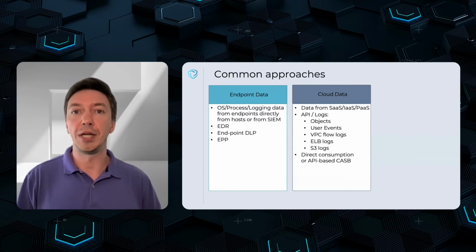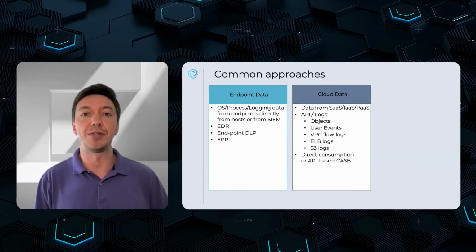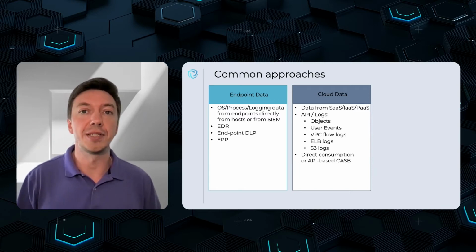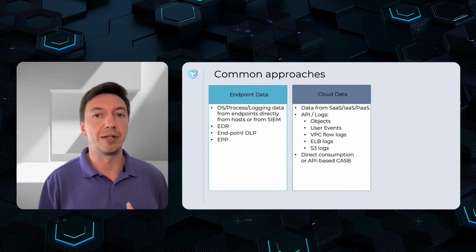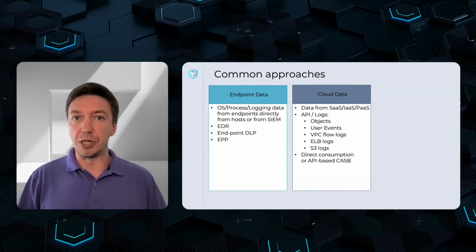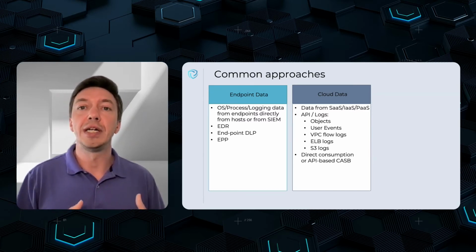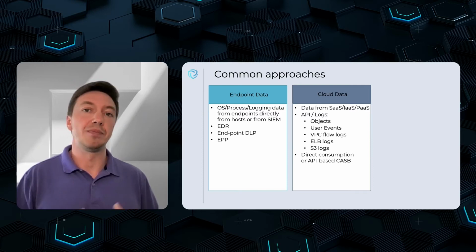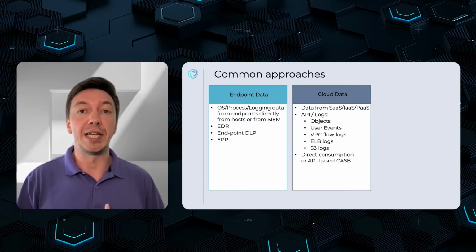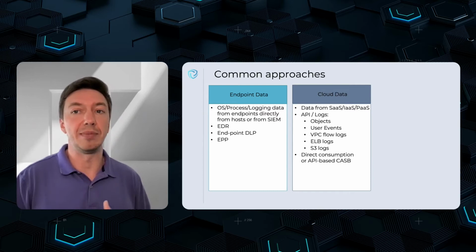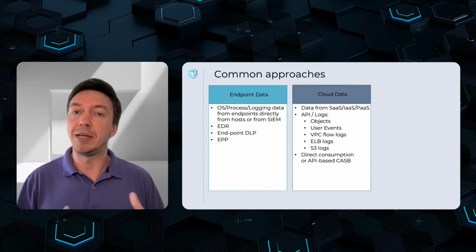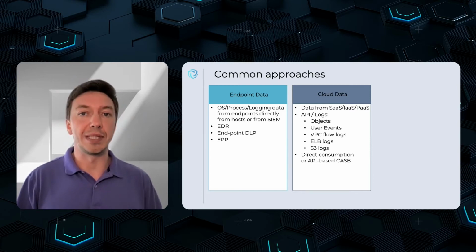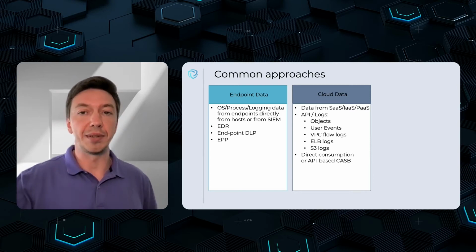For example, if you talk about AWS, Amazon Web Services, there are VPC flow logs, there are S3 logs, and there are ELB, Elastic Load Balancer, logs. You can parse this data, you can ingest it somewhere, or you can use existing solutions such as API-based CASB, or maybe again some sort of SIEMs to understand, based on the logging and API data, what's going on with the cloud, what is happening there.